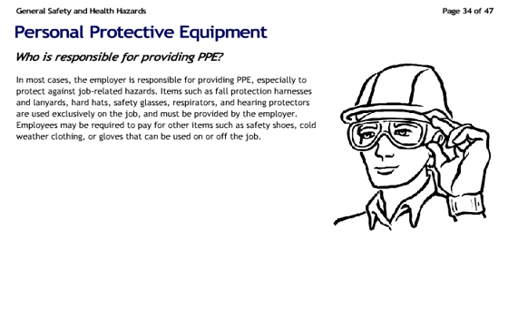In most cases, the employer is responsible for providing PPE, especially to protect against job-related hazards. Items such as fall protection harnesses and lanyards, hard hats, safety glasses, respirators, and hearing protectors are used exclusively on the job and must be provided by the employer. Employees may be required to pay for other items such as safety shoes, cold weather clothing, or gloves that can be used on or off the job.